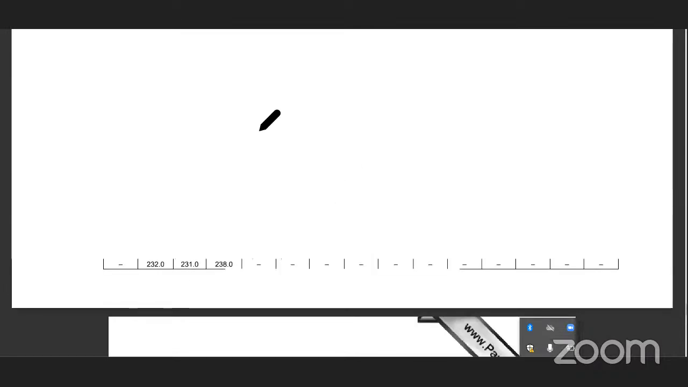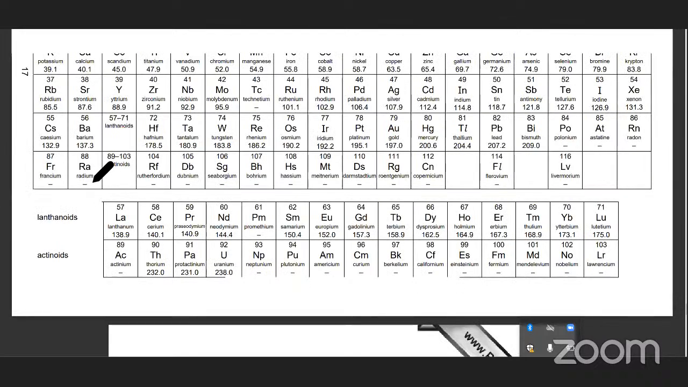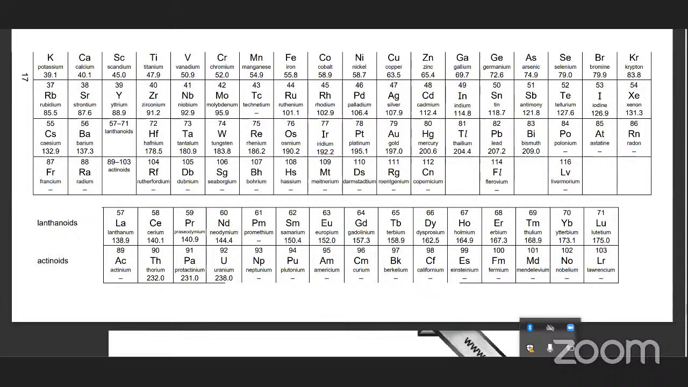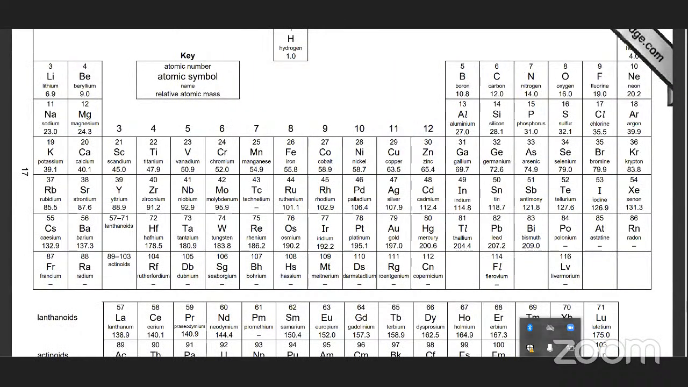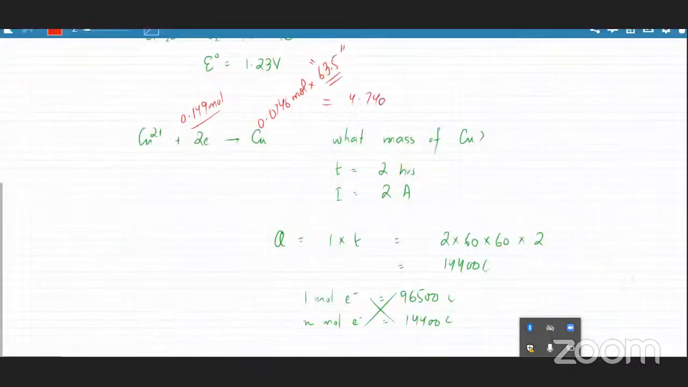First, let me check copper. It is 63.5. But be careful: don't take calcium as 40, it's 40.1. Don't take magnesium as 24, it's 24.3. You have to be careful. Don't do it from memory, make sure you open the periodic table when you do this. So the answer is 4.74 grams. Anyways, these are the types of questions that you're going to get for this.